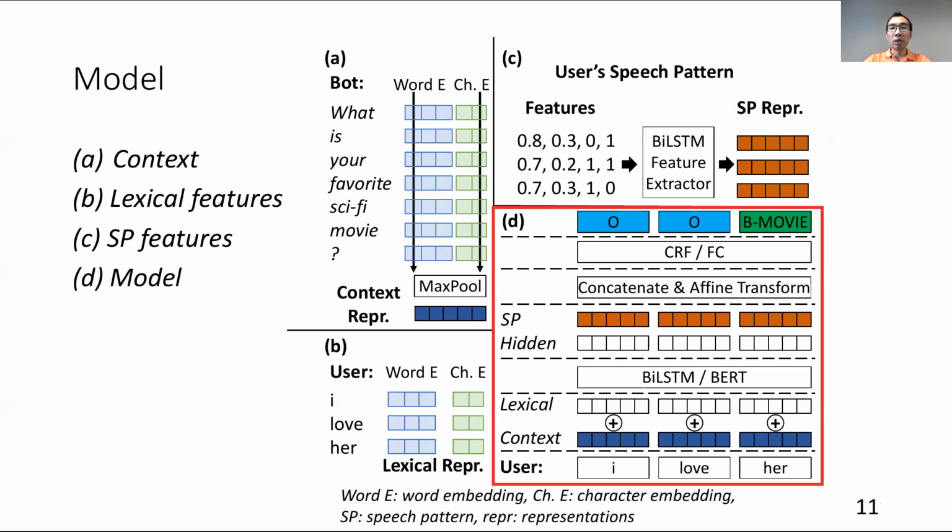And finally, we combine the context, lexical, and speech pattern representations to predict the token tags. The lexical and contextual representations are combined using element-wise addition, whereas the speech pattern features are combined using a linear layer after concatenation.